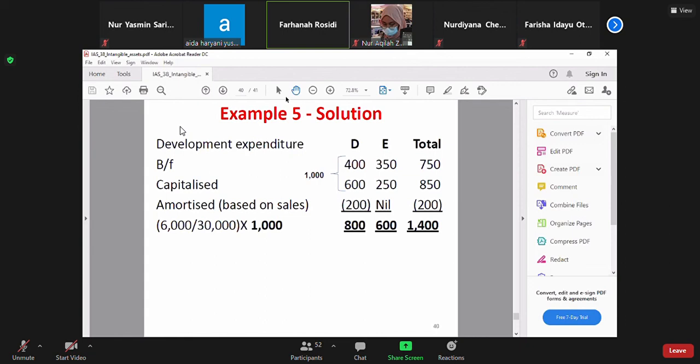D dengan E tu dia dah jadi intangible asset, cumanya D ada amortize, E tak ada. D dengan E dah jadi intangible asset, cuma D you kena amortize. Kenapa? Sebab according to the standard, dia dah start buat produk. Dia dah start producing, dia dah start production. Macam anti-vaccine tu lah, dia dah start dah. Bila dia dah start, then you have to amortize kan dia.